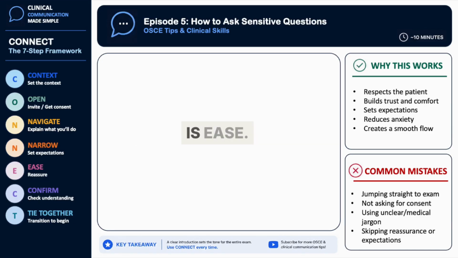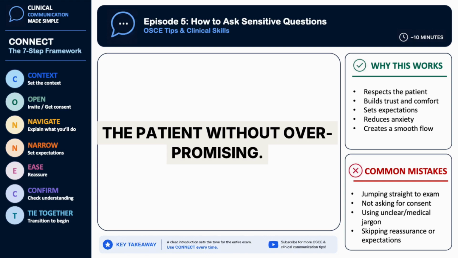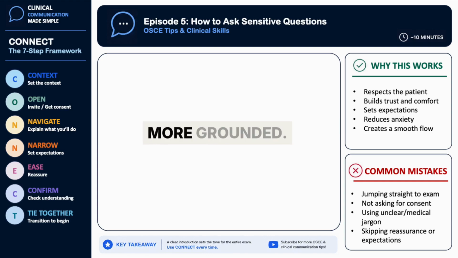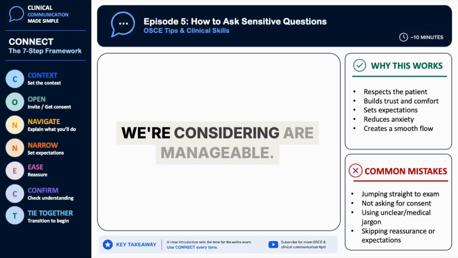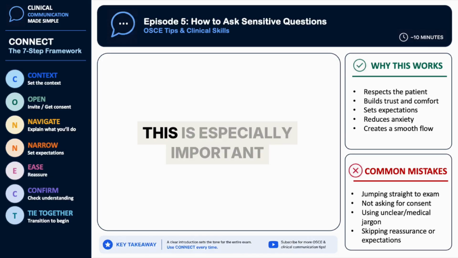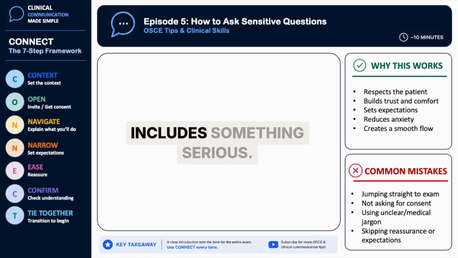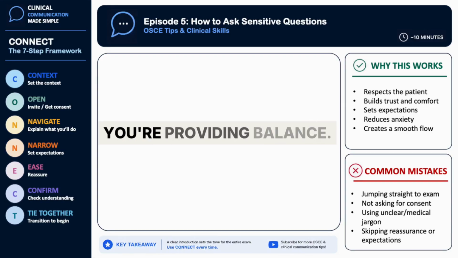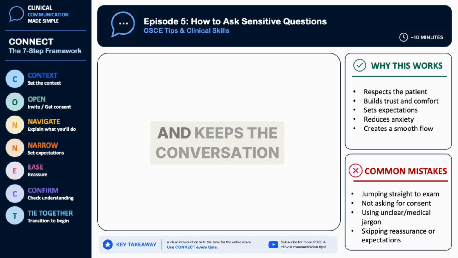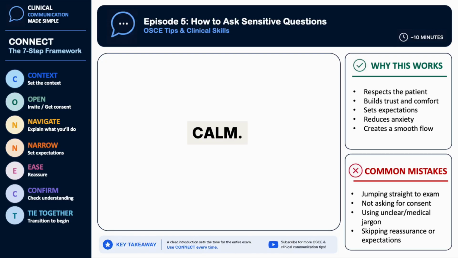Step 4 in our framework is ease. This is where you want to reassure the patient without overpromising. This will help them feel more grounded. Here are some sound bites for you. The good news is, most of the causes we're considering are manageable. This is especially important if your differential includes something serious. You're not dismissing concern, you're providing balance. This helps reduce anxiety, builds trust, and keeps the conversation calm.